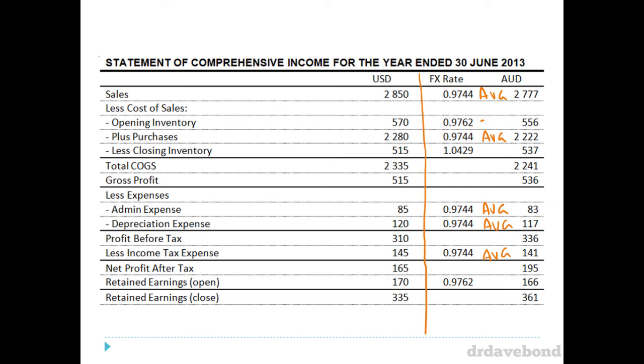Opening inventory, it makes sense to use the opening amount. It seems fairly reasonable to do so. Closing inventory, the information you had about the ending inventory would be used here. And retained earnings open, it looks like you would use the opening as well.